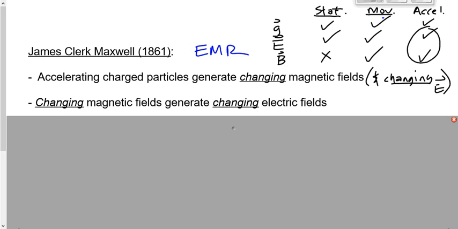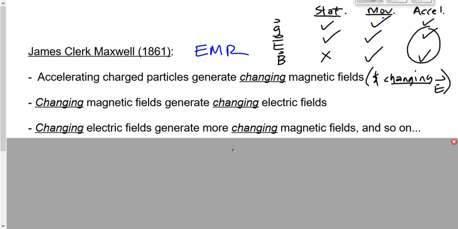Think about what I just said there. Changing magnetic fields will generate changing electric fields. A magnetic field will not generate an electric field. A changing magnetic field will generate a changing electric field. And similarly, a changing electric field will generate a changing magnetic field.